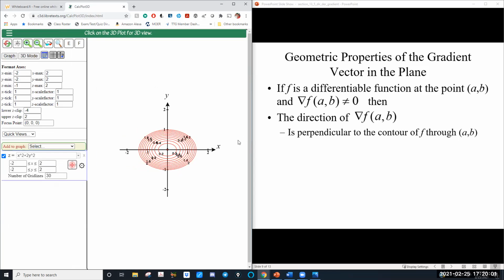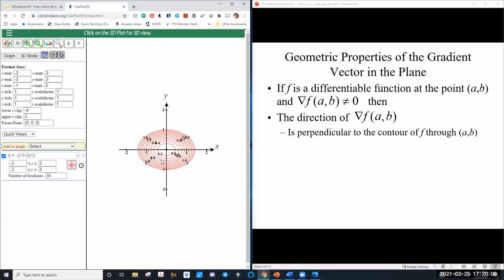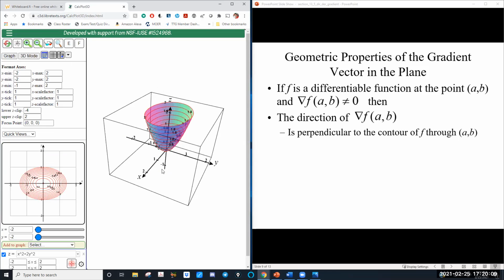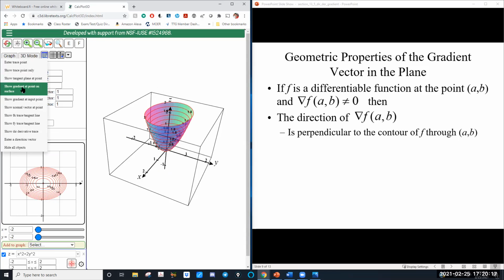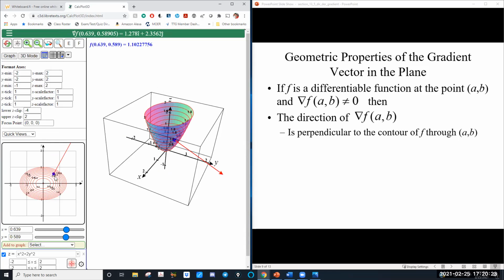All right, there's our contour plot. Now let's get this into 3D again. Our contour plot's still over here. Now check this out when I add the gradient. Let's have it be on a point on the surface. So if I put a point on here, and actually probably we'll see this better if we move this in the Y direction. And let's go in a little bit on the X direction.